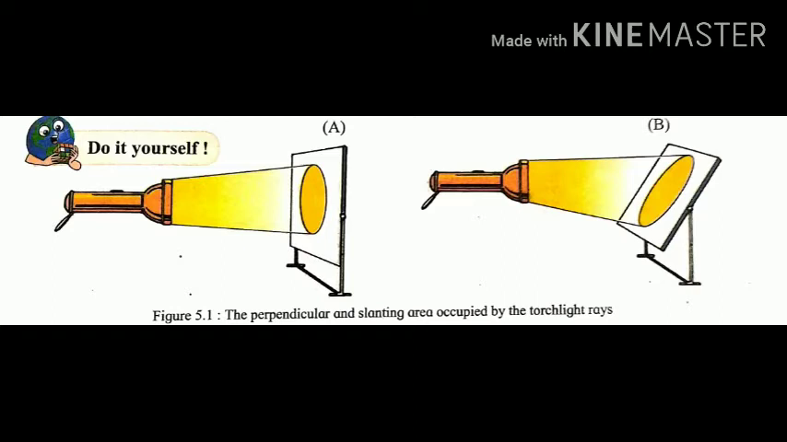Next question is, what is the relation between the angle of the paper and the area occupied by the beam? The answer is, if the angle of the paper increases, the area occupied by the beam also increases. That means if the angle increases, the size occupied by the beam will also increase. And if the angle decreases, the area occupied by the beam will also decrease.